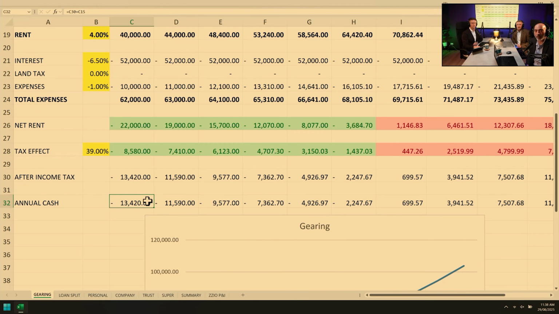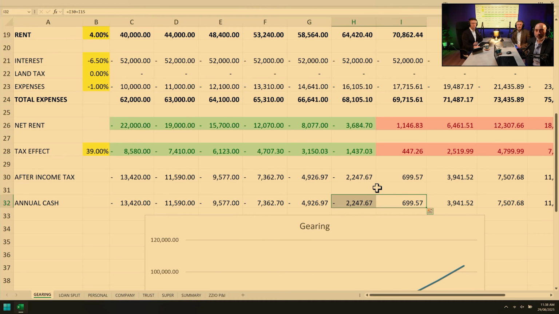So just by rental growth alone, you can see that each year, and I haven't paid anything off, but each year after my tax effect, my after income tax is starting to drop away. So drop away in the negative is dropping away. I'm slowly going from negative geared to neutral and into positive territory.